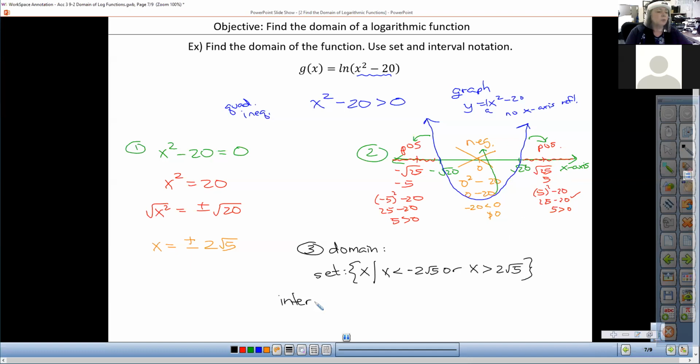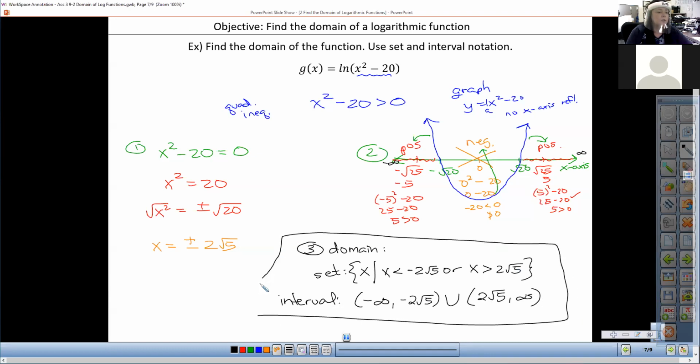Interval notation. Well, we have 2 intervals, remember. 2 inequalities, 2 intervals. So this one over on the left, negative infinity to negative 2 root 5. And remember that would be in union with the other one, which starts at positive 2 root 5 and goes all the way to the right, which is positive infinity. There's both our notations for our domain.